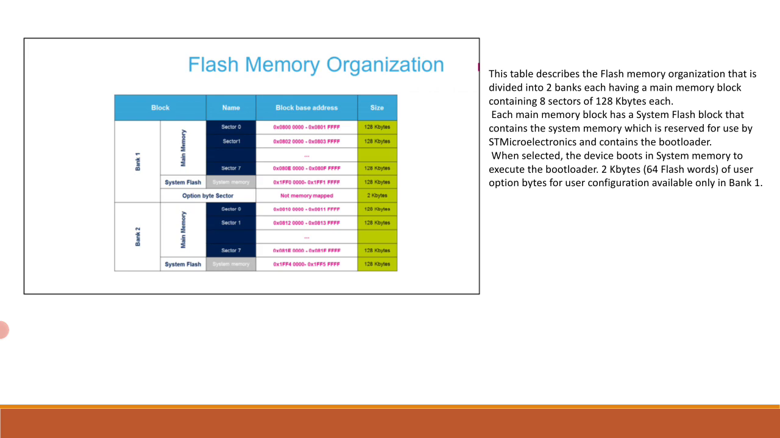The main memory block contains 8 sectors of 128 kilobytes each. Each main memory block has a system flash block that contains the system memory, which is reserved for use by STMicroelectronics and contains the bootloader. When selected, the device boots in system memory to execute the bootloader. There are also 2 kilobytes, that is 64 flash words, of user option bytes for configuration, which is available only in bank 1.